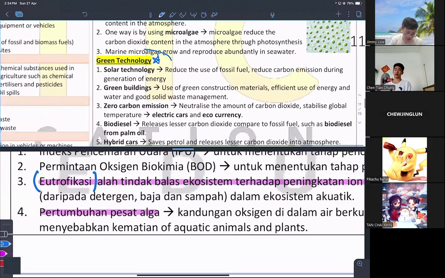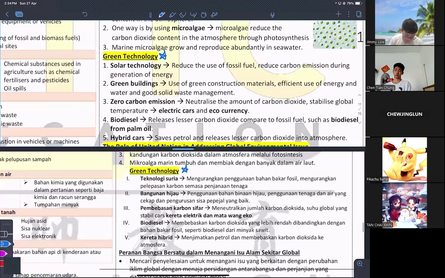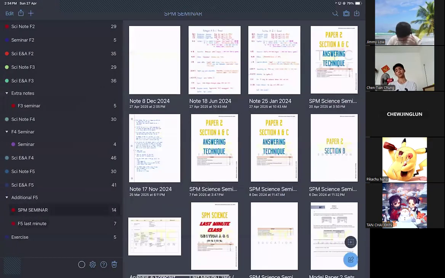And then the green technology, just read through because this one is very common sense and relates to the Form 4 Chapter 4 one. So talking about this, I have something to pass to you, but let me search. I think it's here.